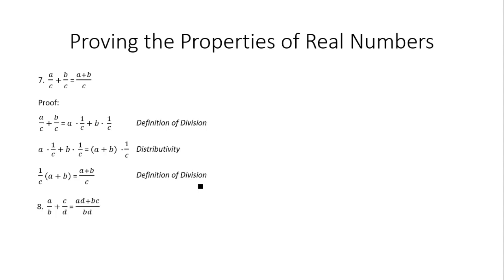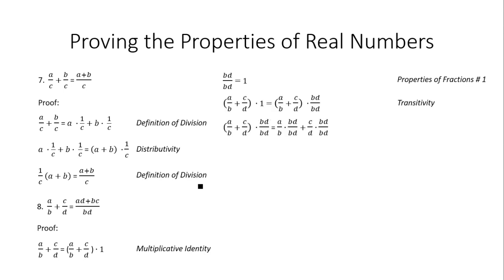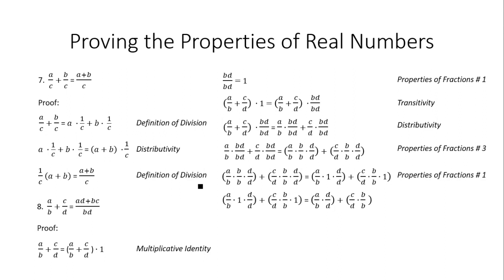Lastly, we move to the last property, which involves adding two fractions of different denominator. To prove, let's start with the multiplicative identity and properties of fractions number 1 in the form of b times d over b times d. Substituting the expression by distributivity, then by properties of fractions numbers 3 and 1, we arrive at the expression a over b times d over d plus c over d times b over b.